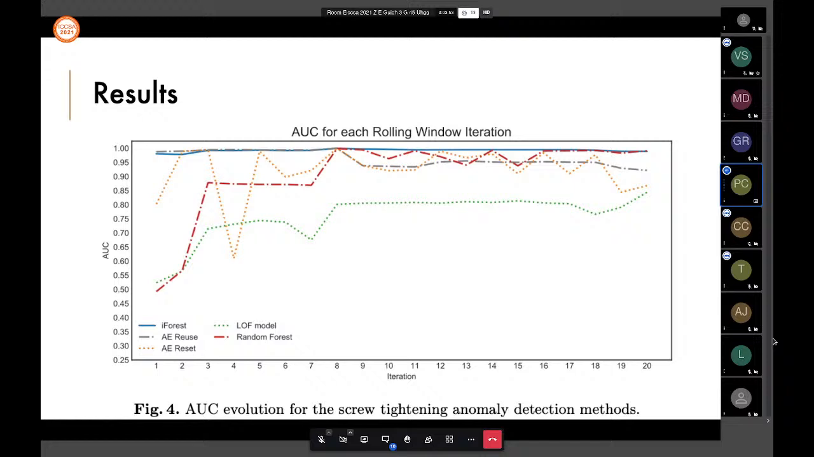Just to show you the graphical evolution through the 20 iterations. So these are the AUC values. One means a perfect classifier. We can see that isolation forest is almost close to the perfect classification, and the autoencoder reuse is also, although it slightly diminishes after the 9th iteration and so on.